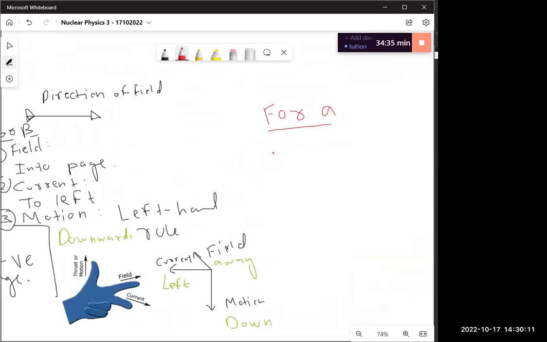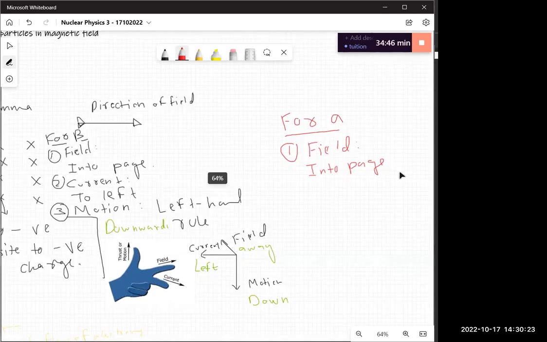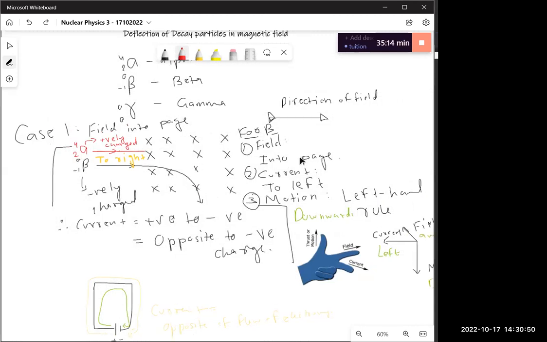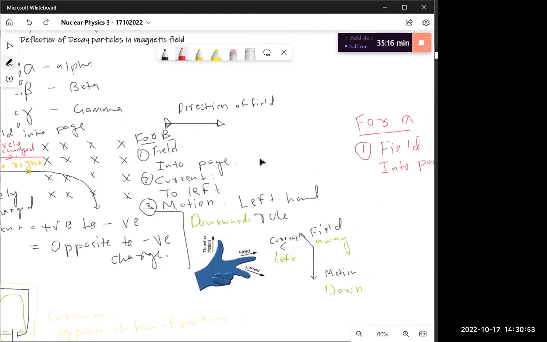So we'll first write the field. What is the field, Anas, in the question? It is into the page, right? Why is it into the page? Because the arrows are going away from you. Anas, you're muted. What is the direction of the field in the question? The field is not changing. Based on these crosses, it's still into the page. Not downwards. It is away from you or into the page.